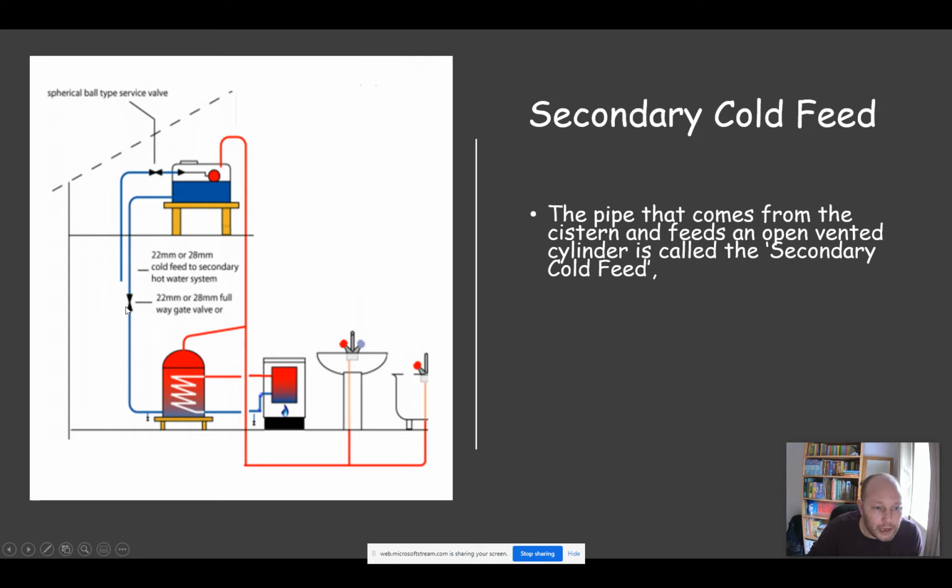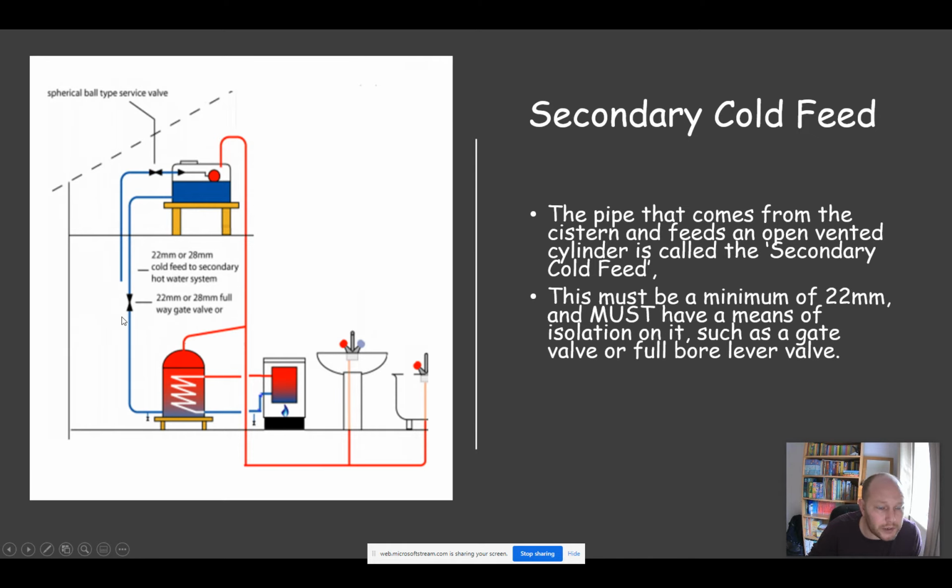It must have a means of isolation on it. It must have a full bore valve, for example, like a gate valve or full bore lever valve, so we can isolate the hot water side in case we need to work on it and carry out some maintenance. So the secondary cold feed must have a means of isolation on it, and it's a minimum size of 22 mil.